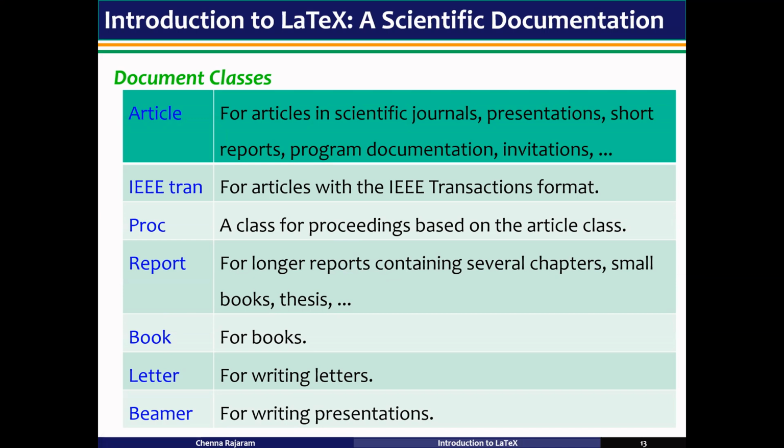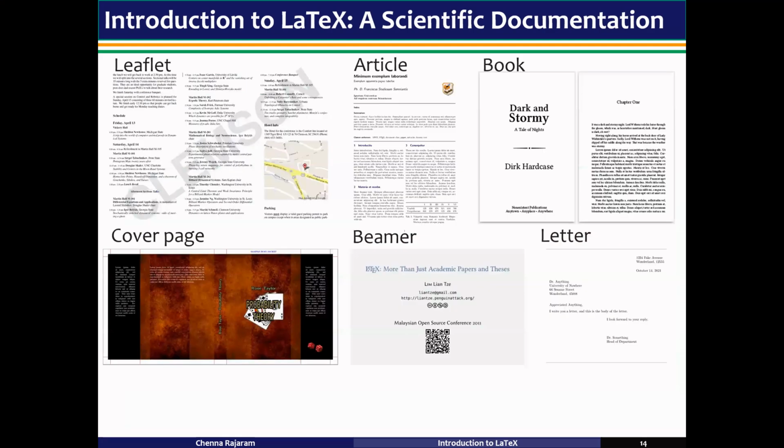Book is exclusively for books. It shows the format for books, theses, articles, and all those things. Letter is for letter writing. Beamer is exclusively used for preparing presentations. Now you can see here how the article looks like: books, leaflet, cover page, beamer, and letters.